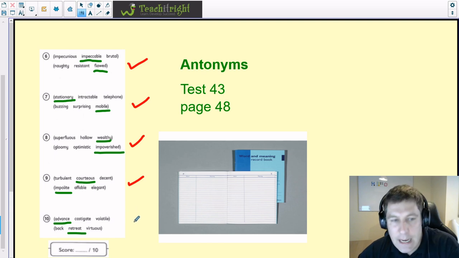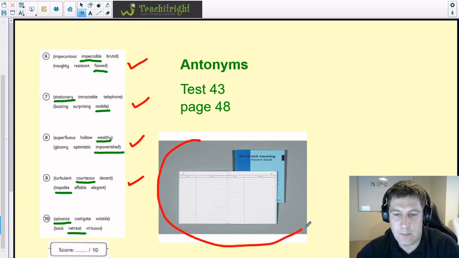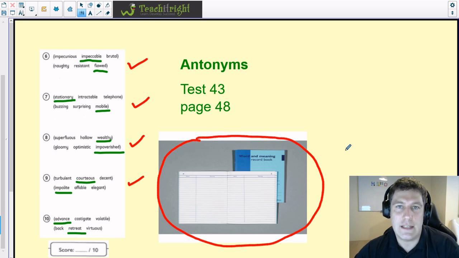Okay. There may well be some words in there that you're not sure about. Do look them up, do write them down, and do use this book here. This word and meaning book is so important. It's a good place to track the word.